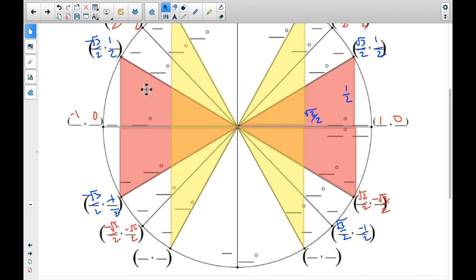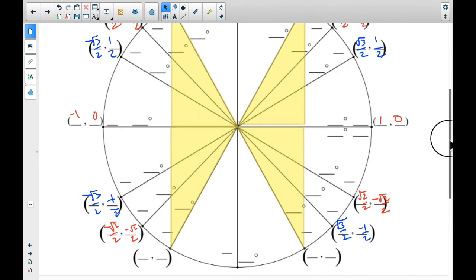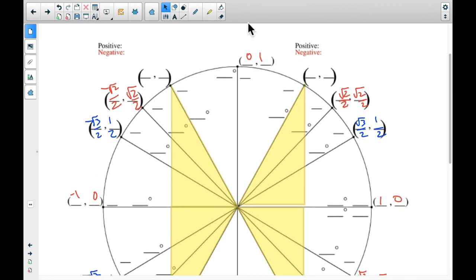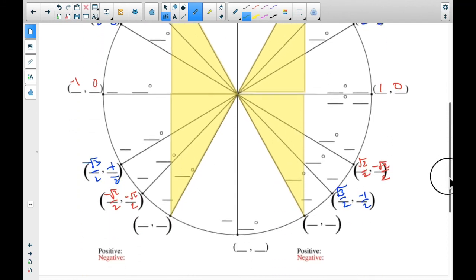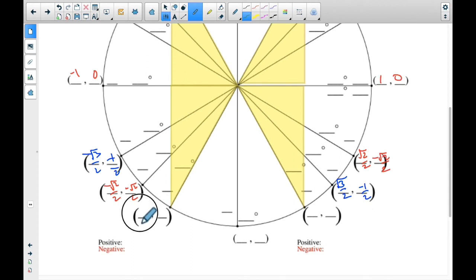Let's now take a look at the yellow ones. I bet that you all can figure this out. You're just going to switch your coordinates that were here. And so we go over 1/2 and we go up radical 3 over 2. Over here we go over negative 1/2 and we go up radical 3 over 2. Over here we're going to go over negative 1/2 and down now radical 3 over 2. And here we're going to go positive 1/2 and a negative radical 3 over 2.